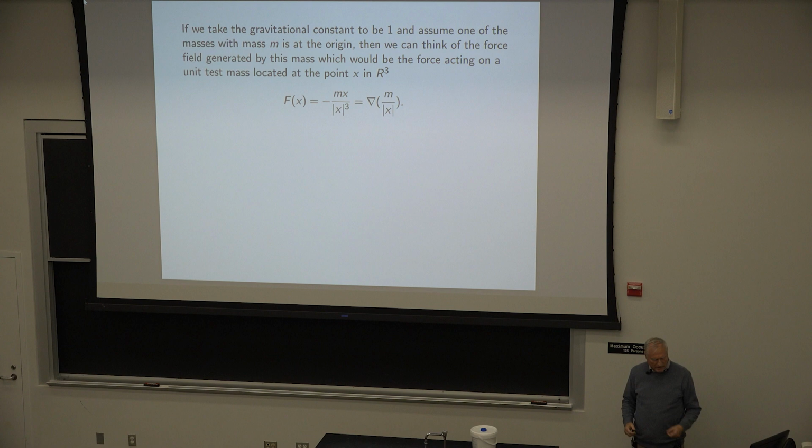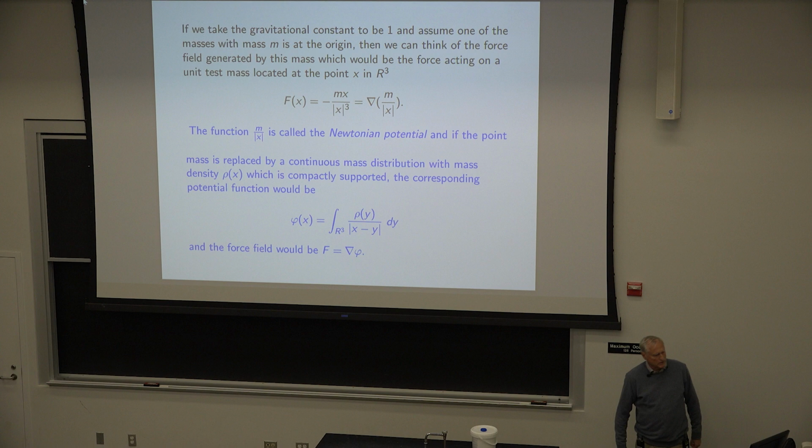If you look at the work done to move an object, this function m over mod x is called the Newtonian potential. And if we replace the point mass by a continuous mass distribution with mass density rho of x, which is supported in some region, then the corresponding potential function is phi of x, which is the integral, the convolution, of rho of y dy over mod x minus y. So that's just the analog of what you can derive from Newton's law. And again, the force field related to that mass distribution would be the gradient of phi.